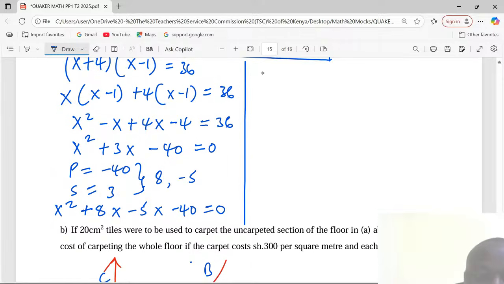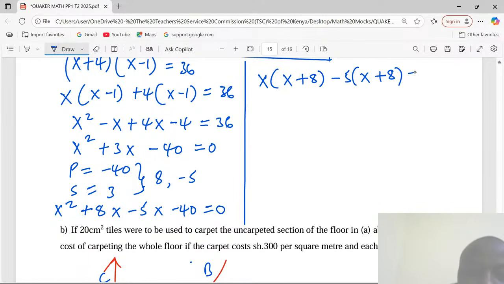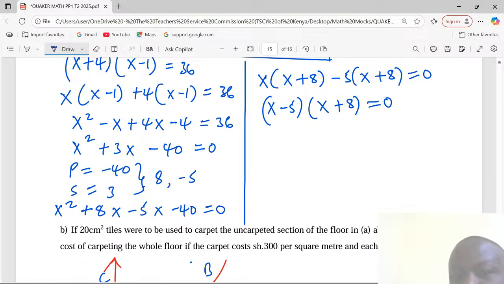From the first two, we factor out x to remain with x plus 8. Then we factor out negative 5 to remain with x plus 8 equals 0. So (x plus 8)(x minus 5) equals 0. From the brackets, x plus 8 equals 0, and x minus 5 equals 0. From these, we can say x equals 5 or x equals negative 8.